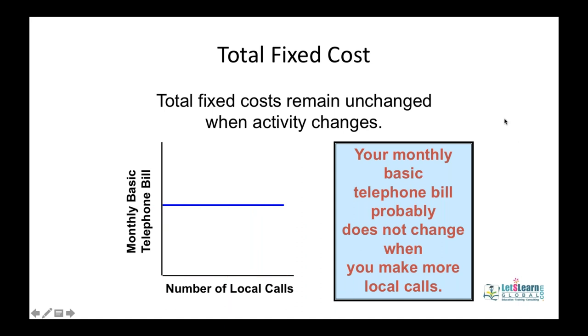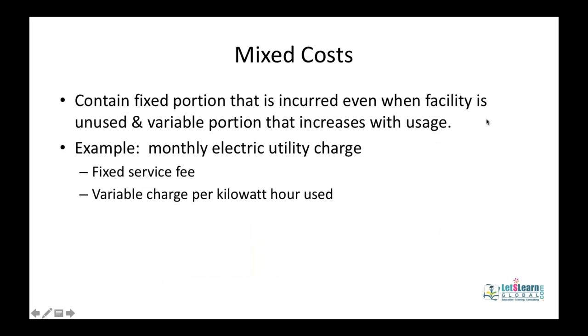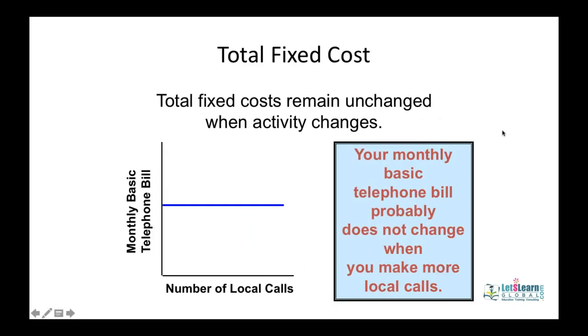Fixed cost as an amount is constant, but per unit is variable. Like in the previous example, say rent: January, rent was 5,000. February, rent was 5,000. But in January, we produced 4,000 units, and in February, we produced 2,500 units. See?